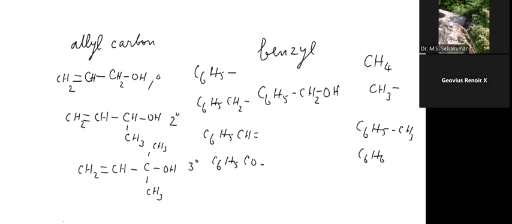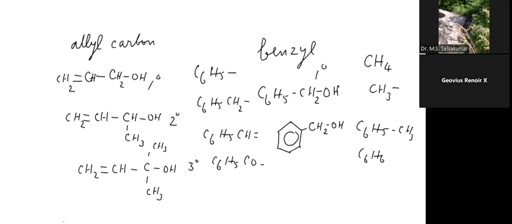Again, in the benzyl alcohol, it can be primary, secondary, or tertiary. How? This is primary alcohol because the carbon containing the OH group is attached to one more carbon. If you write the structural formula of benzyl alcohol, you have to write the benzene ring, and in one carbon of the ring, the CH2OH is attached. So here is a carbon, and the carbon is attached to one more carbon.